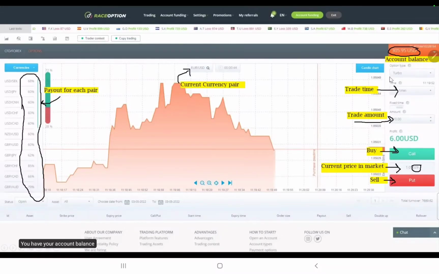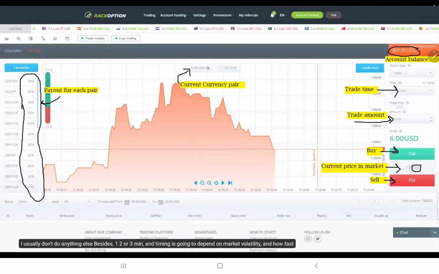Over here you'll have your account balance, option type for turbo, never mess with that. Trade timing: this is where, when we call out a trade, say I say 390 for a put for 2 minutes, you're going to change it here. I usually don't do anything besides 1, 2, or 3 minutes. Timing depends on market volatility and how fast it's moving. In a market with low volume or slower moving, I'm going to do a longer time frame, so I will do a 3-minute trade. If it's very spiky, moving very quick, I will do 1 to 2 minutes.